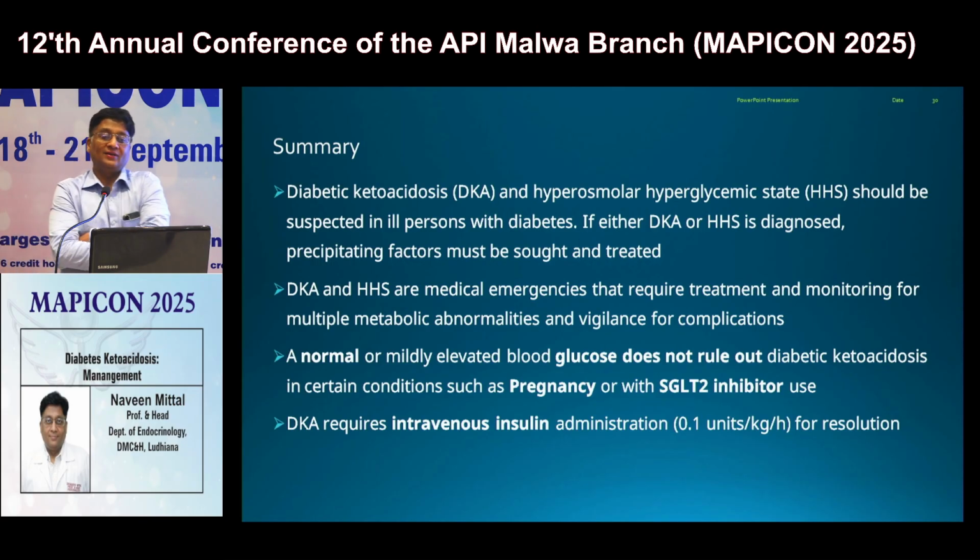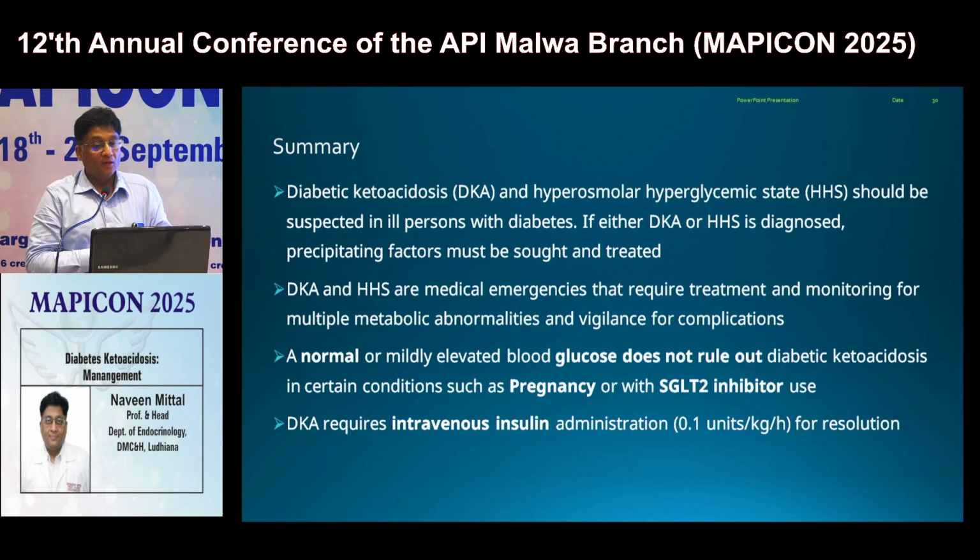How I would summarize my talk. Diabetes ketoacidosis and hyperosmolar coma should be suspected in any patient with diabetes who is ill. And if you diagnose patient to be suffering from diabetes ketoacidosis, look for precipitating factor and treat it. These are medical emergencies who are having multiple metabolic abnormalities. It is not that only high blood sugar is there. Patient is fluid deficit, patient might be having hypokalemia, and patient is having acidosis. You have not to treat only the high blood sugar. You have to treat fluids, you have to treat potassium, you have to treat acidosis.